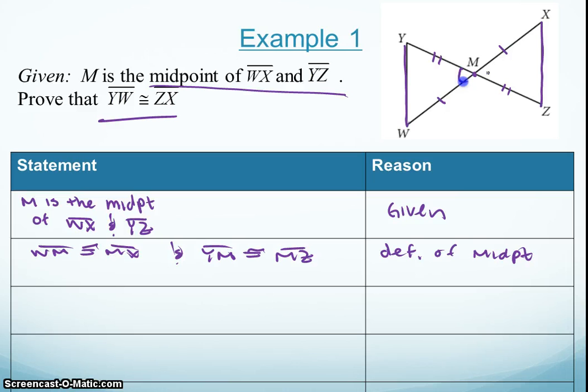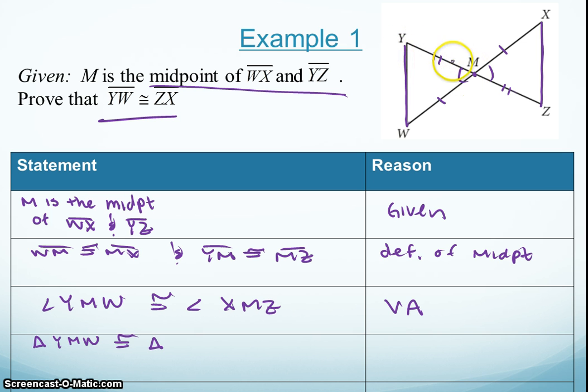And then I have my vertical angles in here. So I have angle YMW is congruent to angle XMZ, and those are vertical angles. So now I have a side, an angle, and a side, congruent by side angle side. So I know that triangle YMW is congruent to triangle, well, YM, so the YM side corresponds to the ZM side, and MW corresponds to MX, so MX. Okay, so my M's are in the middle. So those are congruent by side, angle, side.